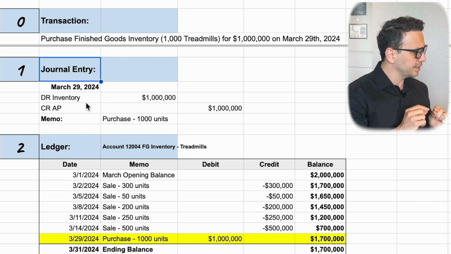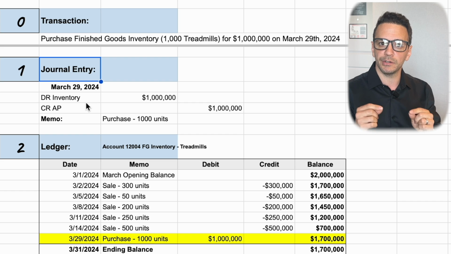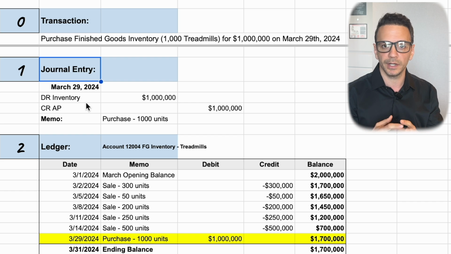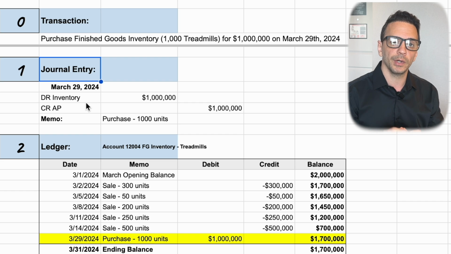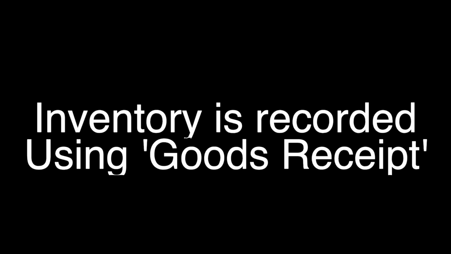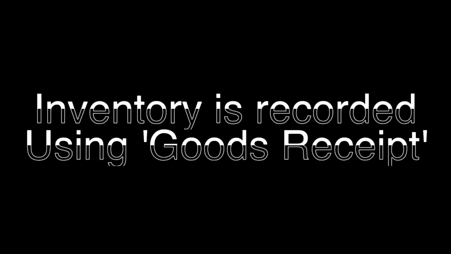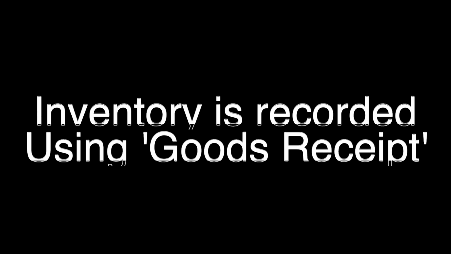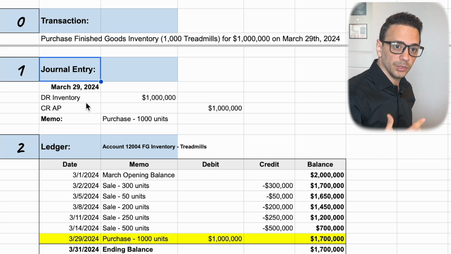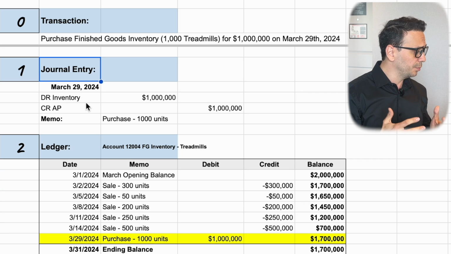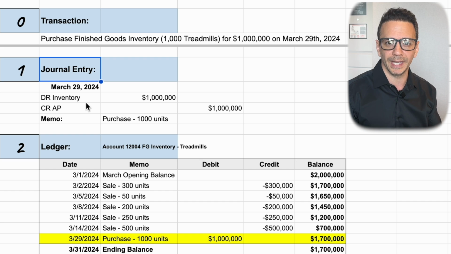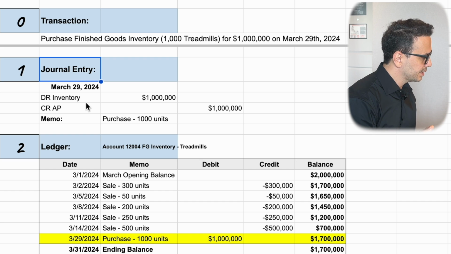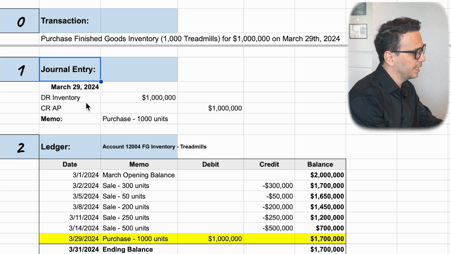So in this case here, if you're using an accounting software, you most likely are not going to be recording a journal entry. You are going to be recording a goods receipt transaction. This goods receipt transaction is going to book on the back end the entry in the ledger. But it's not going to be a manual entry. You'll be doing a manual entry if you're using Excel for bookkeeping.